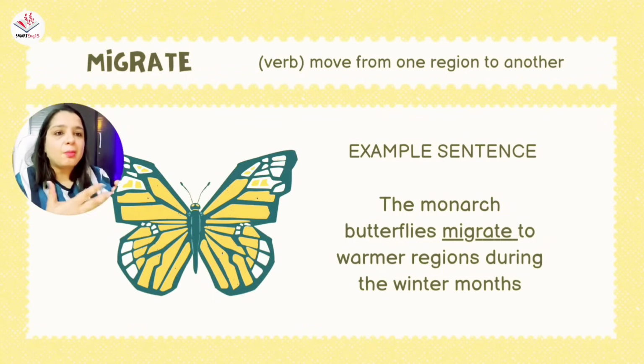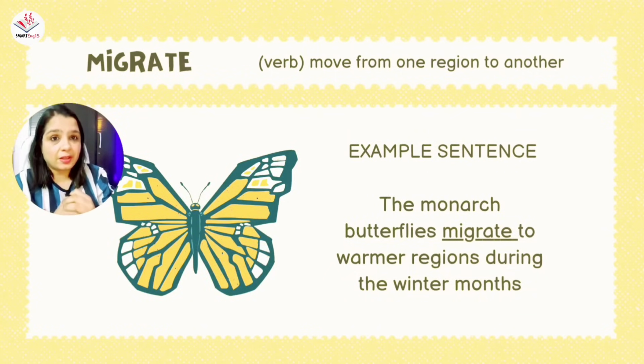So the monarch bird flies migrate to warmer regions during the winter months. There are so many animals who change their place because of the weather. Maybe उन्हें विंटर कंफर्टेबल नहीं है, मे बी उन्हें समर्स कंफर्टेबल नहीं है. सो एज पर द रिक्वायरमेंट ऑफ देयर बॉडी they move from one place to another place.